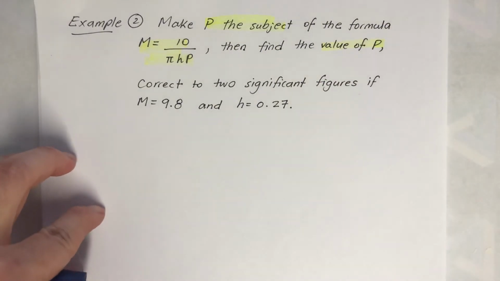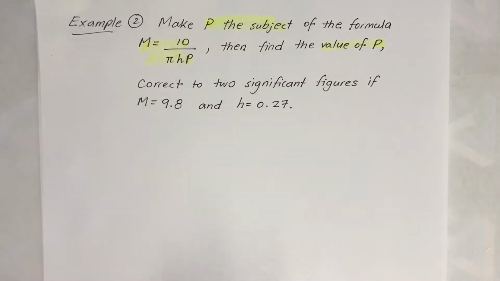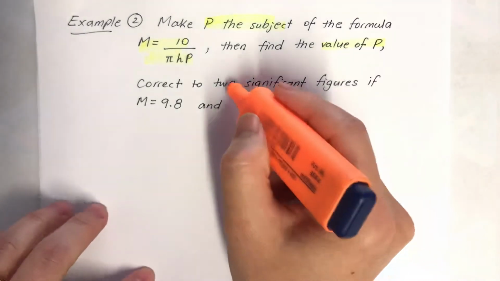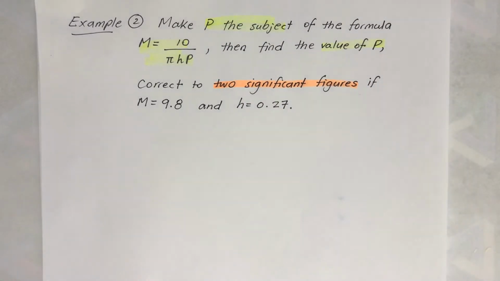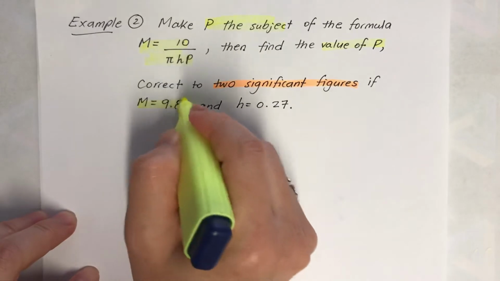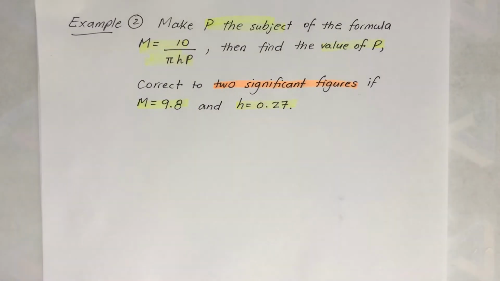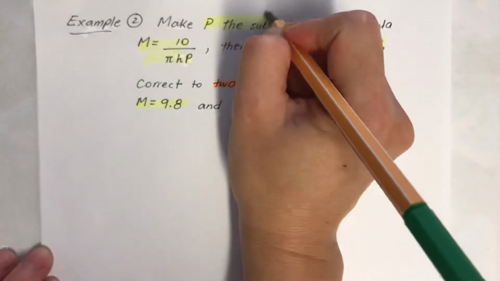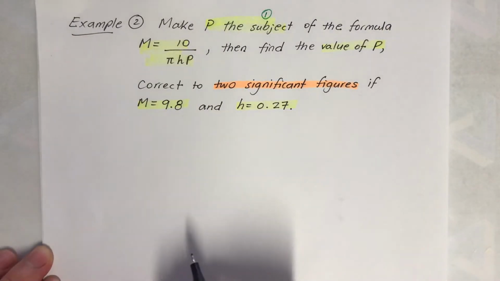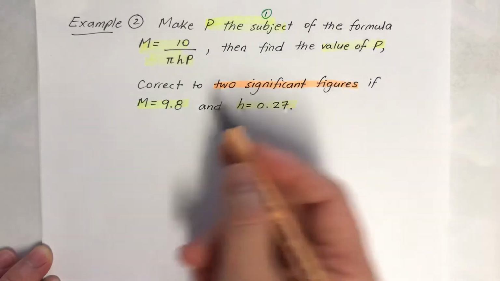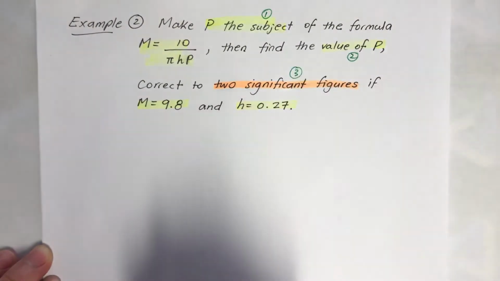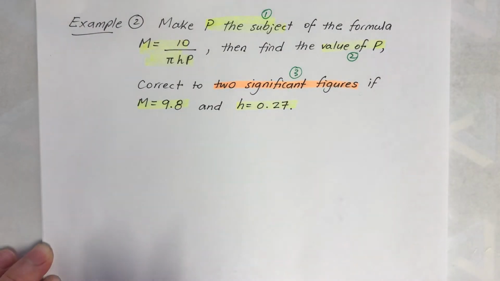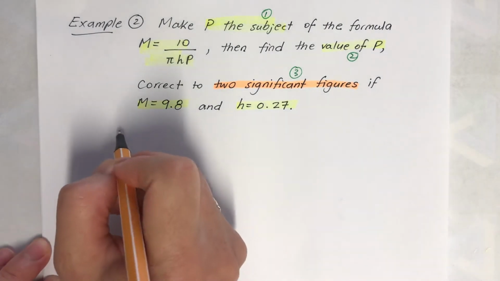Again, you've got to do two things here, but there's extra information: correct to two significant figures. Now, this is the important part, two significant figures. I'm going to use a different color right there. And then when M is 9.8, H is 0.47. So first, I have to make P the subject. Then we have to find the value of P using these two. And the third part is to write that answer to two significant figures. All right, let's do the first part.